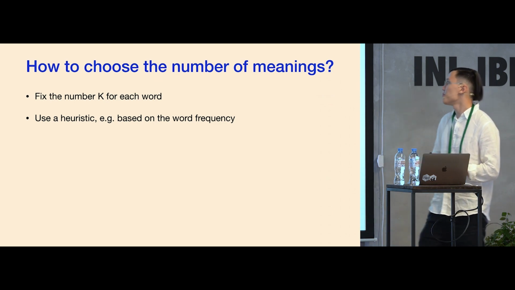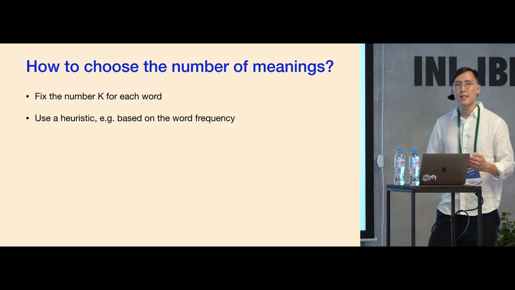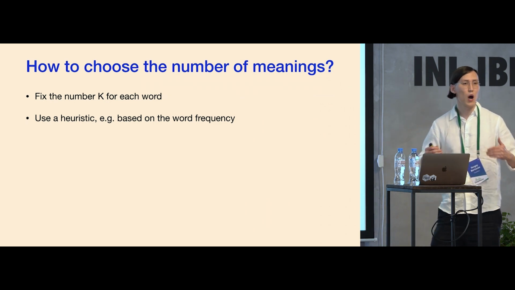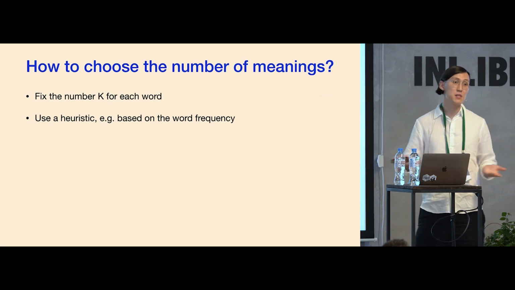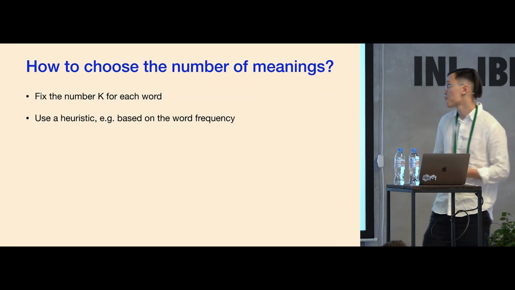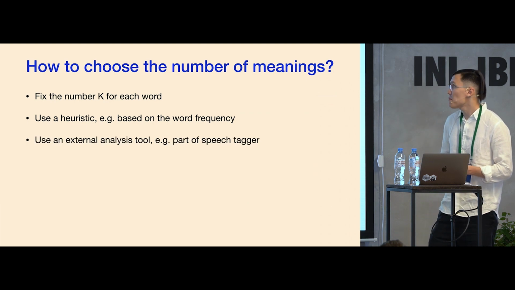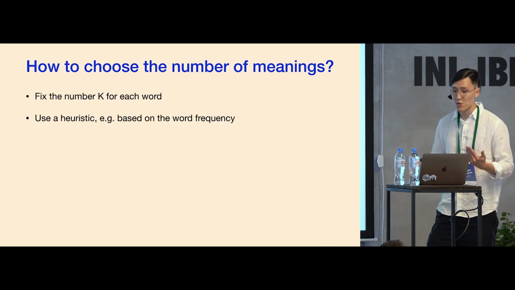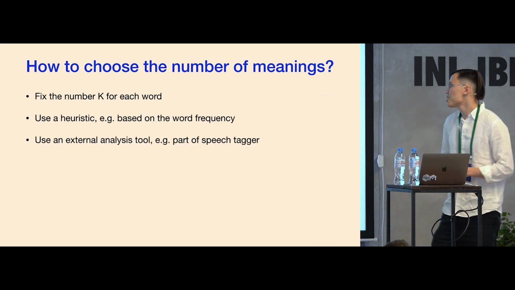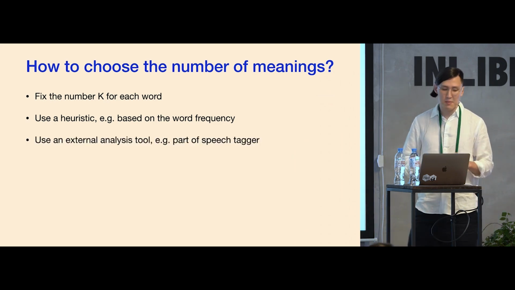This is a not too bad idea, because there is a correlation between word frequency, how often it is used, and how many meanings it has. Usually, the more often it is used, the more meanings there are for each word. But it may be a bit non-trivial to find the right heuristic. We can also use some external knowledge.